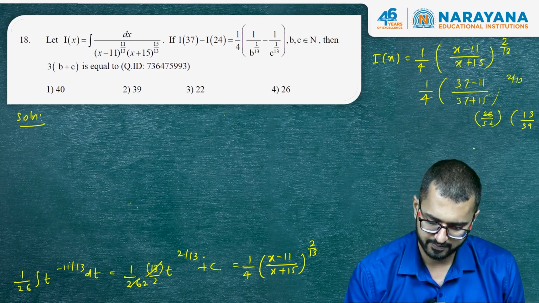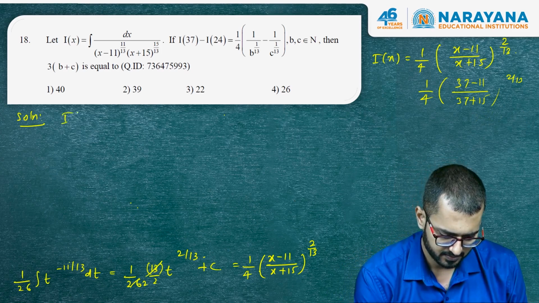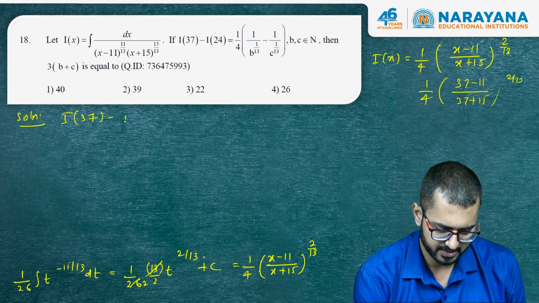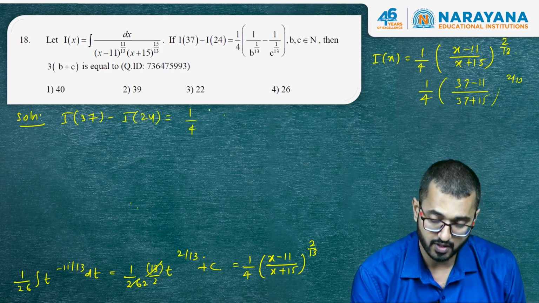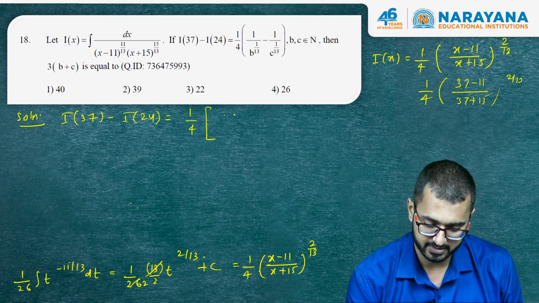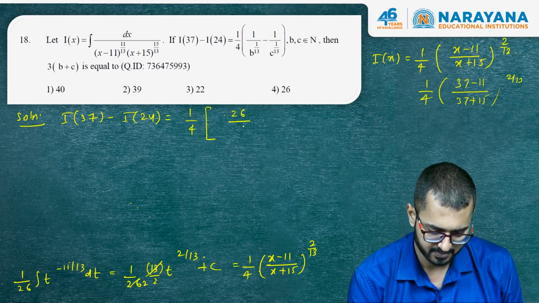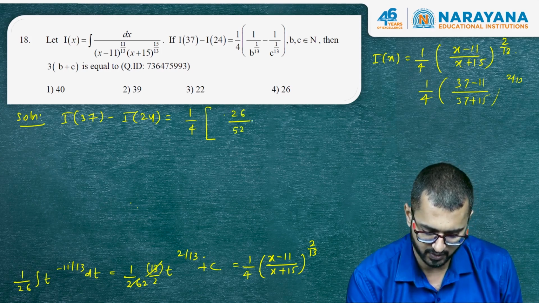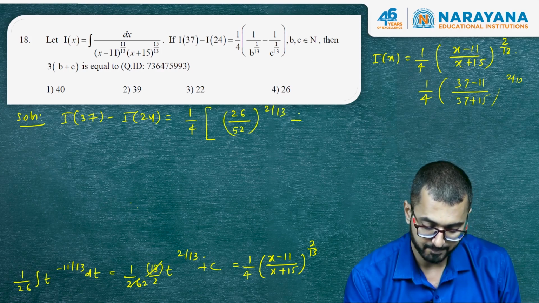So our I of x now becomes, we'll write down I of 37 minus I of 24. So this will now become 1 by 4 is common, and then this will become 37 minus 11. So it will give me 26 by 37 plus 15 is 52 to the power 2 by 13. This minus I of 24 we have to write down. So 24, let's write down.